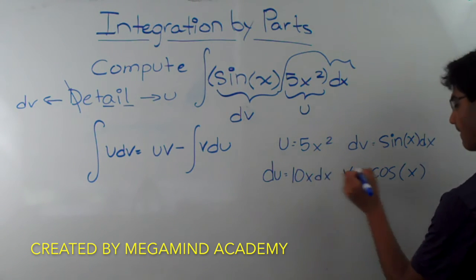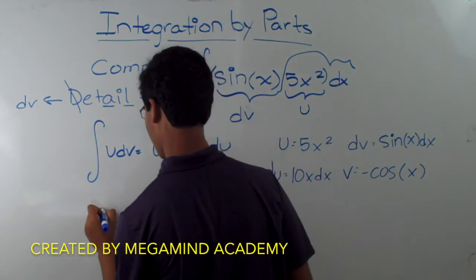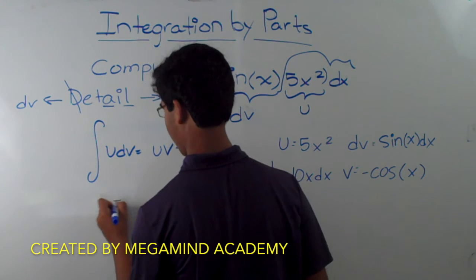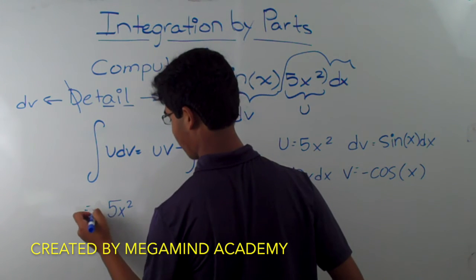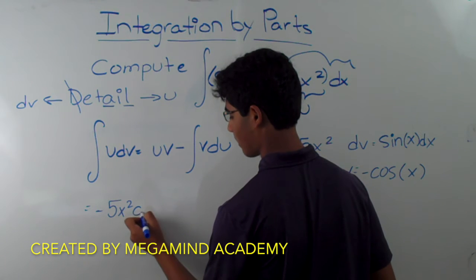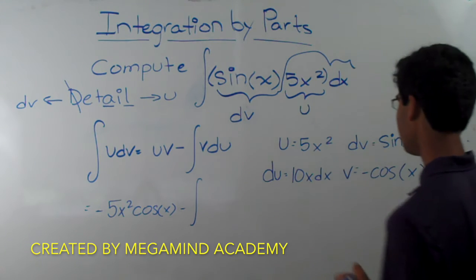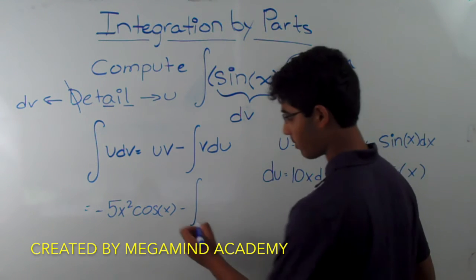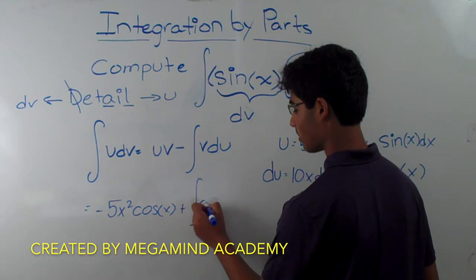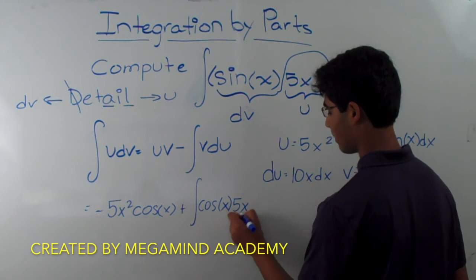10x dx. So, if we follow this, then we get this would be equal to u times v, 5x squared, times v, negative cosine of x, so we can move the negative out front, negative 5x squared cosine of x, minus the integral of v du, negative cosine of x times du, and since we have negative here, then we can move this negative out in front of the integral and multiply it with this negative here to become plus cosine of x times 5x squared. Or sorry, 10x.